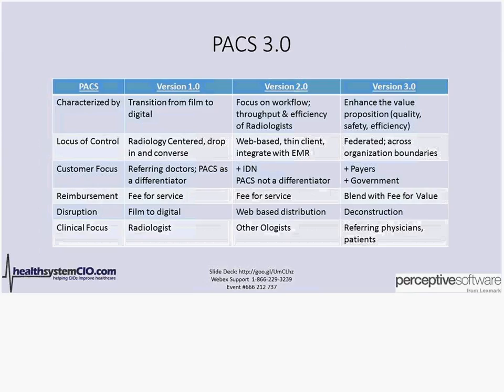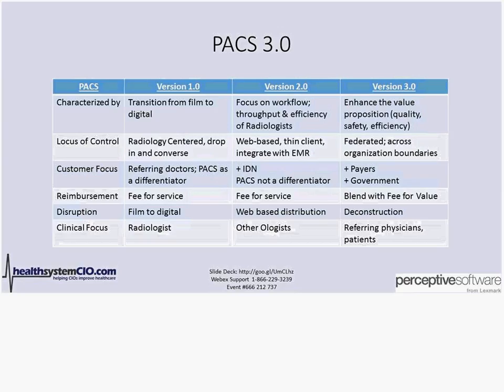The next slide really is a working paper from some of the reading and research that I did for this topic. So really not original work, except I'm a framework guy. If you look at the first column, these are characteristics of different evolutions of PACS: the locus of control, the customer focus, reimbursement model at the time, things that disrupted it, and then the clinical focus. So you think about version 1.0 of PACS, characterized by the transition from film to digital, and what did that do to some of the big film sales companies that dominated healthcare?